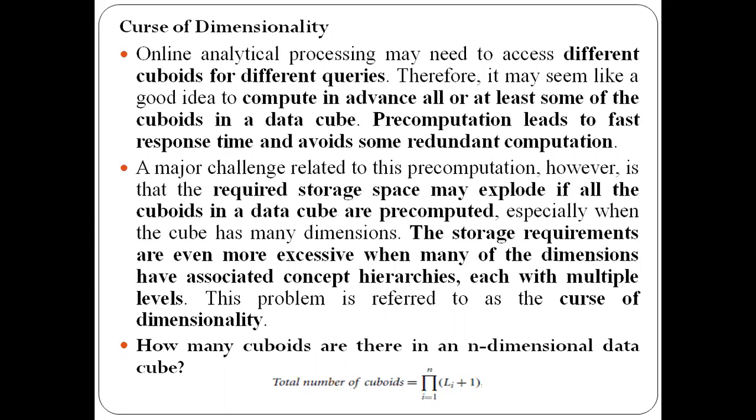Suppose you have concept hierarchies in some of the dimensions, then the total number of cuboids will be equal to this: the product over i equal to 1 to n of (Li plus 1). This is the total number of cuboids. So remember, if you don't have any concept hierarchies, the total number of cuboids will be 2 raised to n. If you have concept hierarchies in some of the dimensions, the total number of cuboids will be the product over i equal to 1 to n of (Li plus 1).